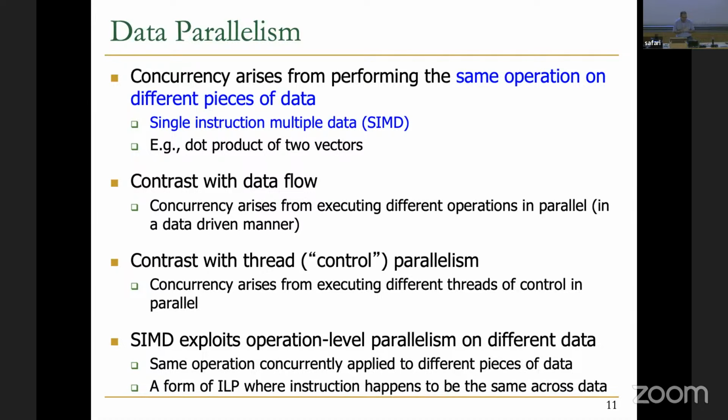So SIMD exploits operation level parallelism on different data. This is single instruction, multiple data. And basically, as I said, the same operation is concurrently applied to different pieces of data. And this one is actually very similar to instruction level parallelism that we have discussed a lot.